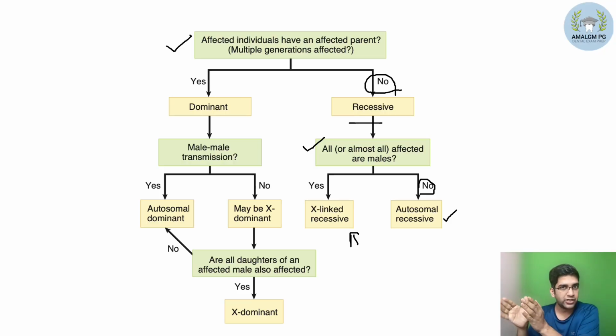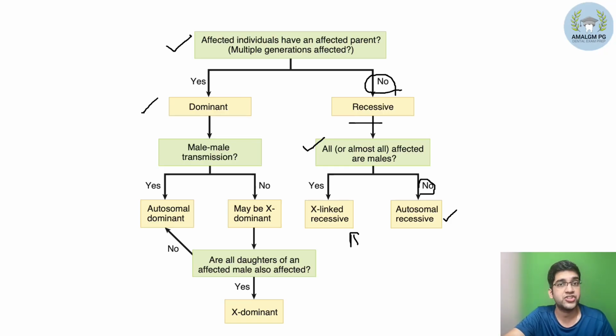So we'll look at this part of the flowchart alone. All generations affected? The answer is no, so recessive. Only men affected, X-linked recessive. Both men and women affected, autosomal recessive. Simple, very simple, fair enough. This will take less than 10 seconds, right? We'll look at the other part, because the other part might be a bit complicated, but still, my first part is done with.